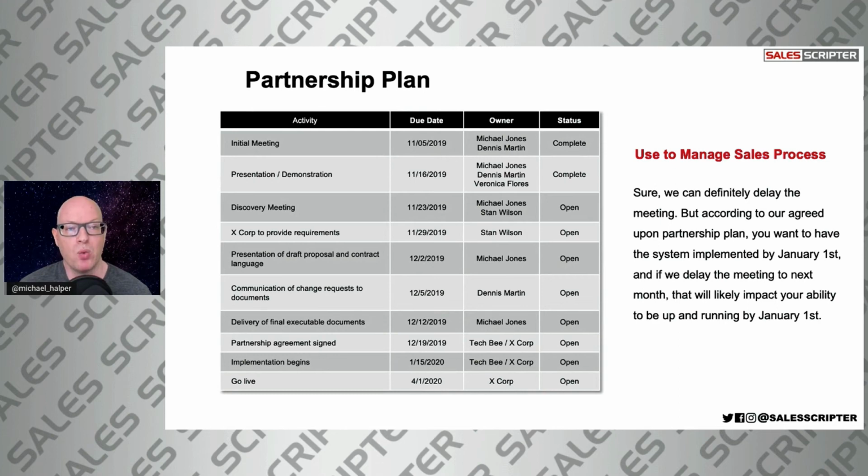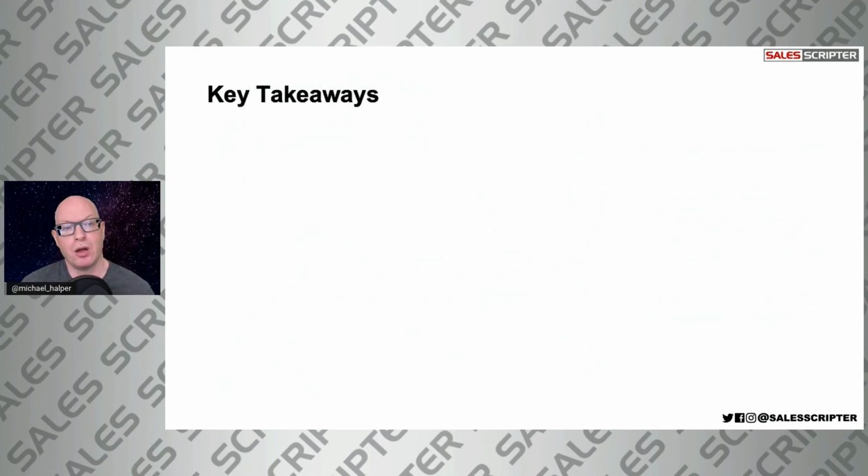So either A, we need to move the date. You said you want it by January 1st. If you want to delay that meeting, no problem at all. Can we move the go live date to February 1st? So either we're modifying the plan, or are you sure you want to move that meeting because it's going to impact us? Do you want to keep the meeting at the agreed upon time? So that alone, that partnership plan can help you with delivering sales presentations at close.